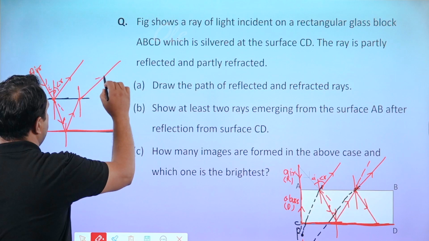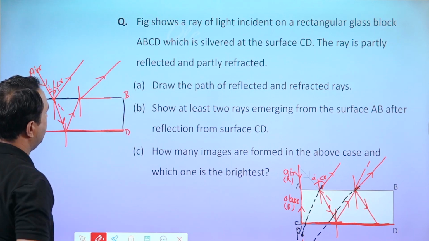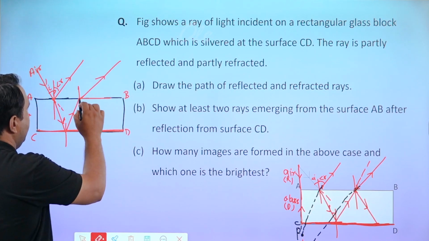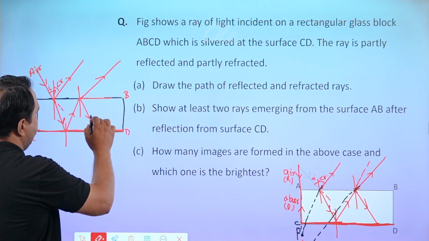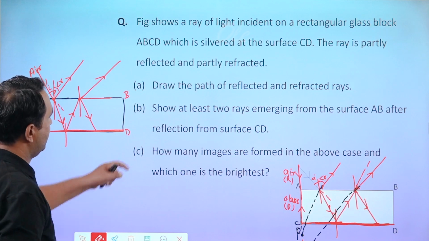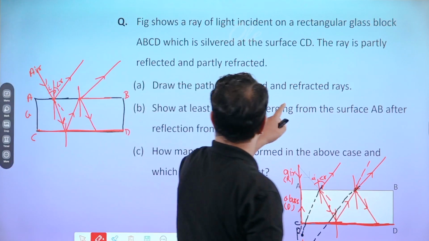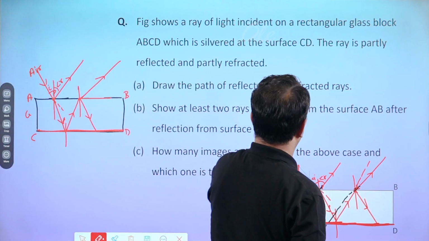Like this. Okay, so it went away from the normal, and some part of the light ray will reflect. So this is the reflected ray. Okay, so as it is asked here, draw the path of reflected and refracted ray.